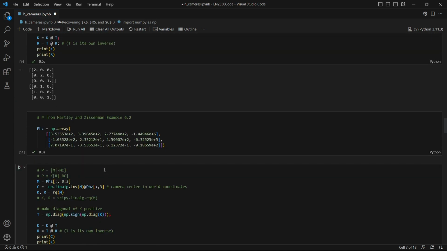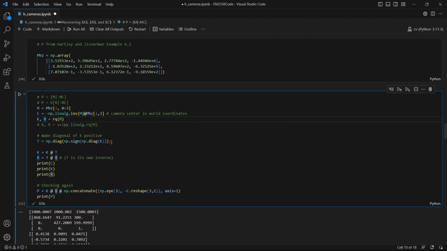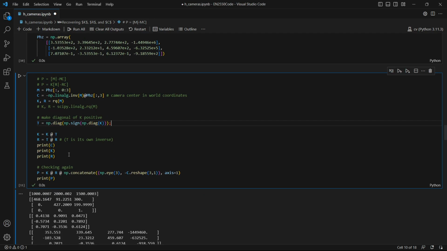In this case, I took the camera matrix from the Hartley and Zisserman book. I typed it in, it is this exact camera matrix, P Hartley and Zisserman. As you can see, it's a 3 by 4 matrix. I want to recover K, R and C from this. Once again, I extract the first 3 by 3 matrix, apply this operation to extract C, and then using the RQ decomposition I extract K and R, make the diagonal positive, and these kinds of transformations have to be done. And then I have printed C, K and R.